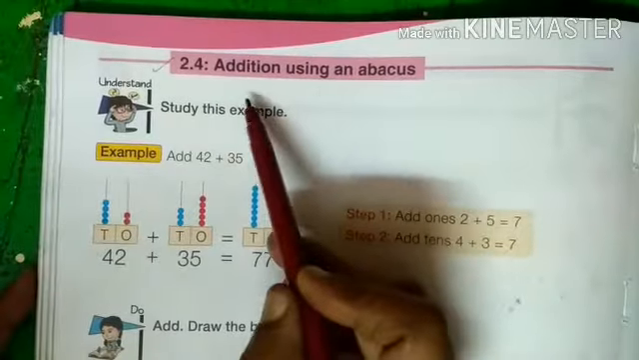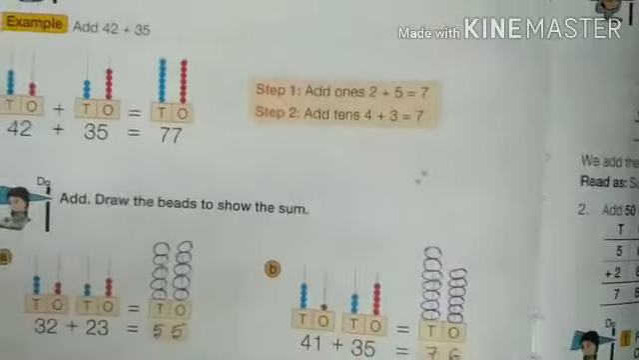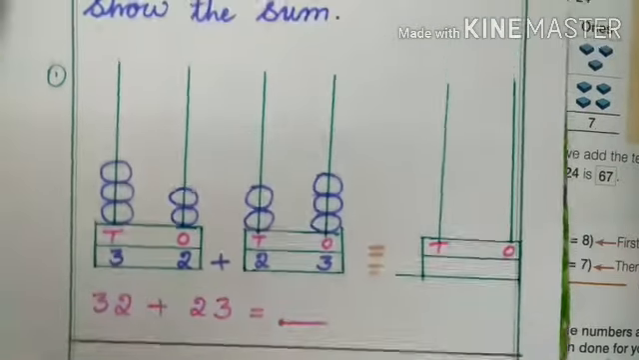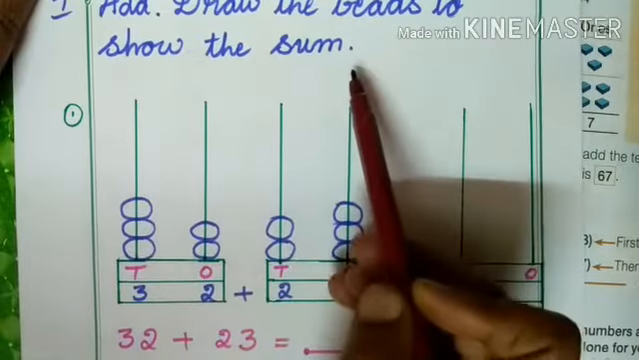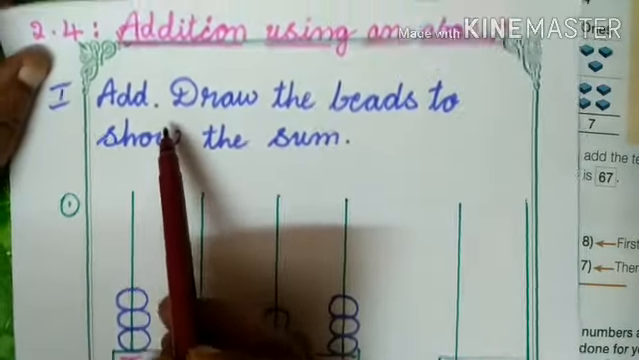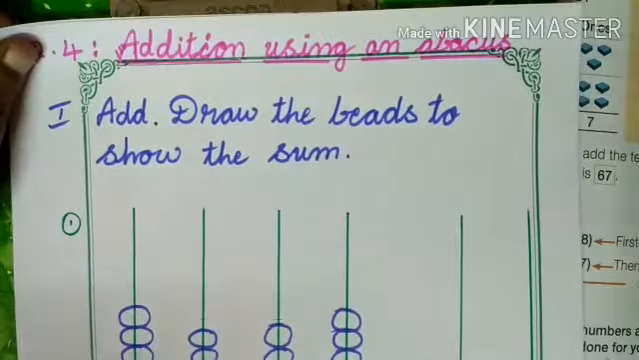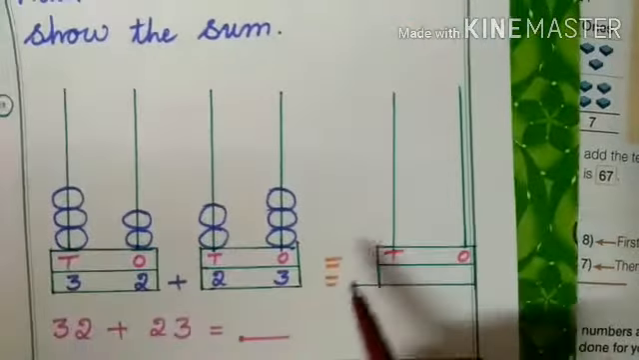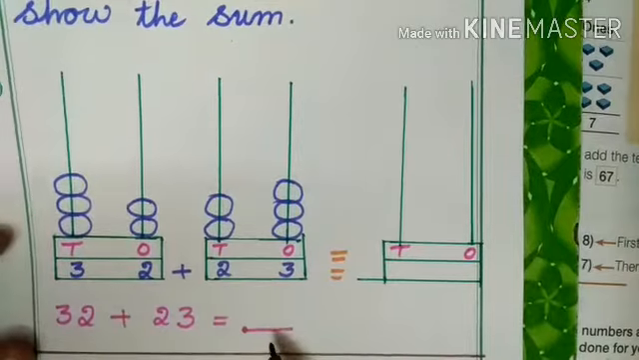How to do addition using an abacus. Now shall we do? And draw the beads to show the sum. We should draw the beads to show the sums in this abacus. See here 32 plus 23, how much we have to find here.